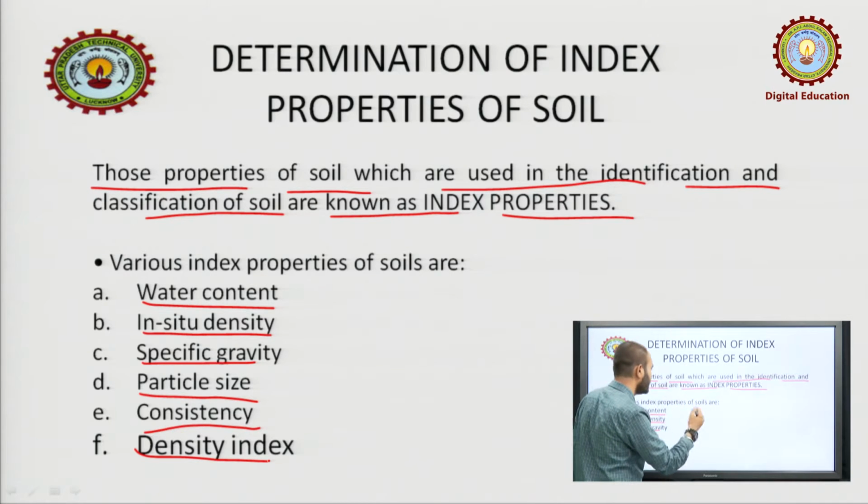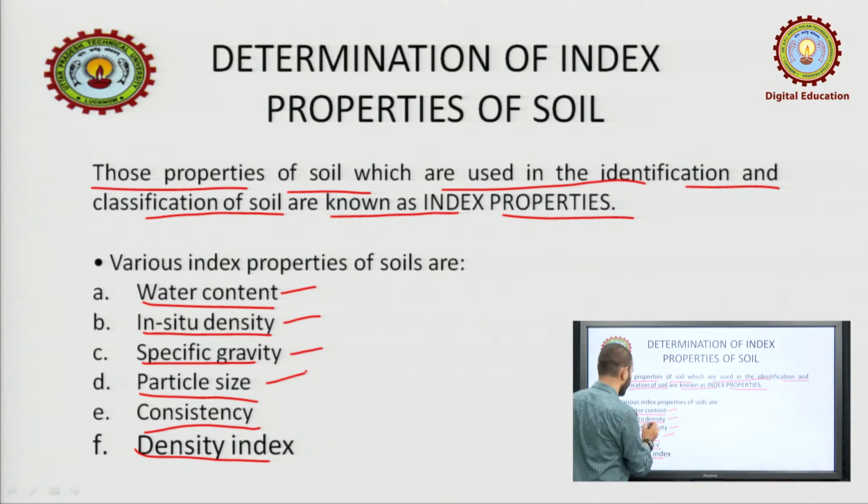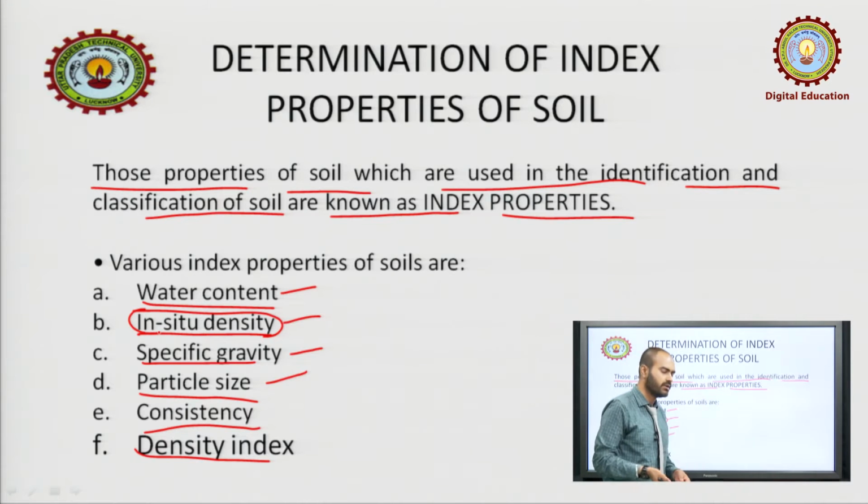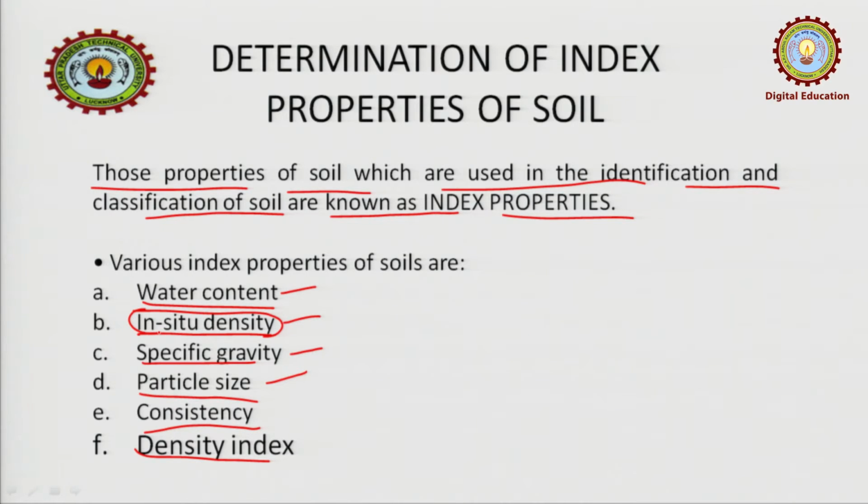We can classify those soils according to water content as well, okay, according to the density, according to specific gravity, according to particle size. How? Example, if we talk about density. Now, in situ density we are talking about. Okay. So, what is in situ density? In situ density means the density of the soil in situ. What is the word in situ? In situ means in situ.